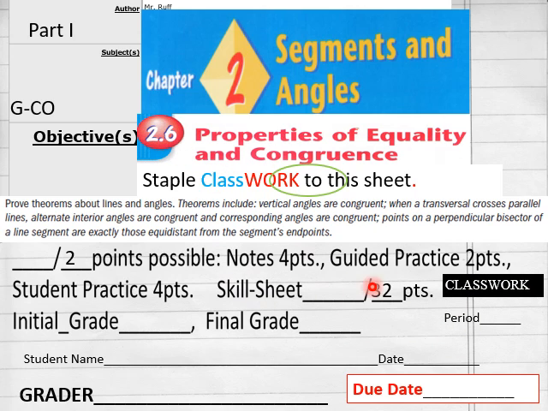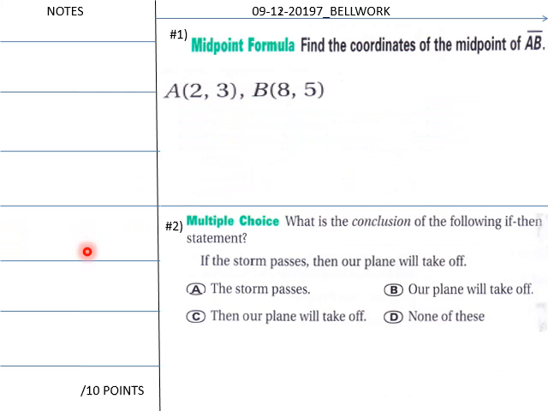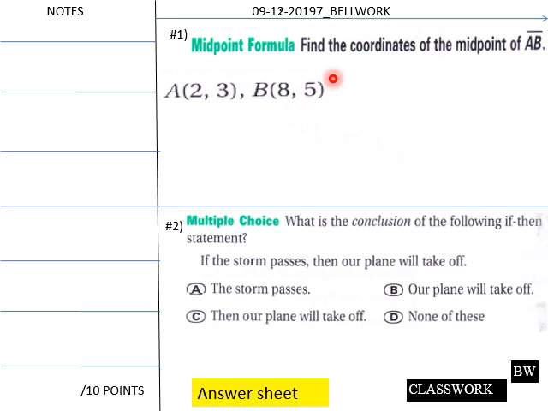Here is your class worksheet, 32 points for that and 2 points on your note taking for this lesson. Students, your bell work for today is this here. Find the coordinates of the midpoint. We have another midpoint problem here. And then for our multiple choice, what is the conclusion of the following if-then statement? Fill that in. I'll give you students 5 minutes.